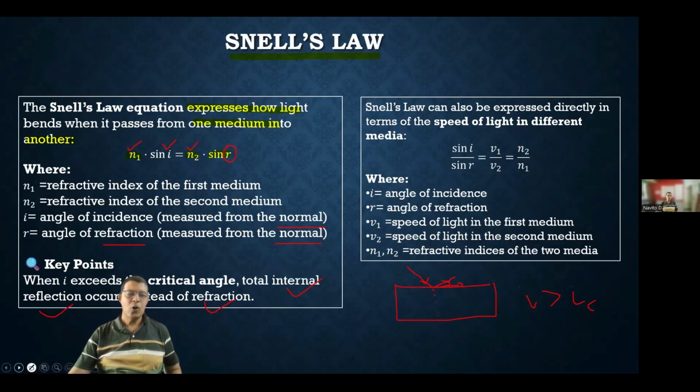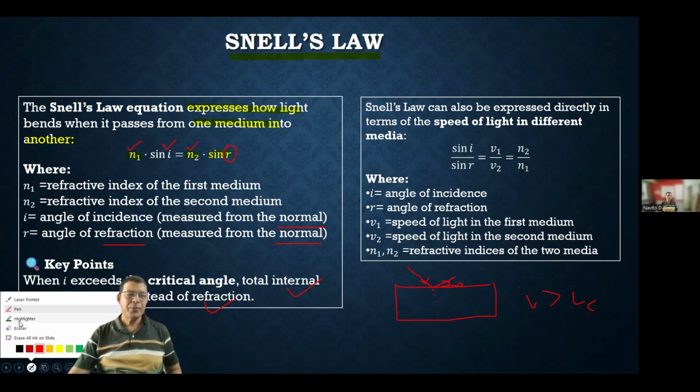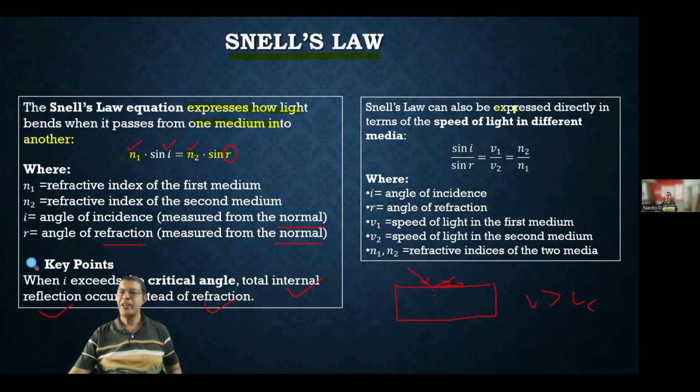Now, how can Snell's law be expressed? Can it be expressed in any other way? Snell's law can also be expressed directly in terms of the speed of light in different media. That means the sine of the angle of incidence divided by the sine of the angle of refraction is equal to the speed of light in the first medium divided by the speed of light in the second medium, which is equal to the refractive index of the second medium divided by the refractive index of the first medium.